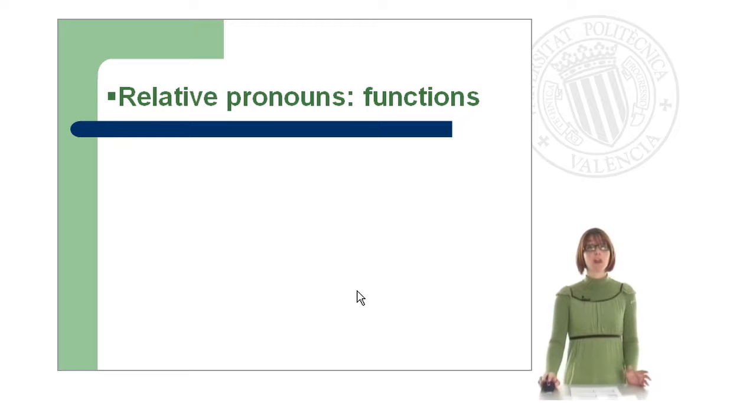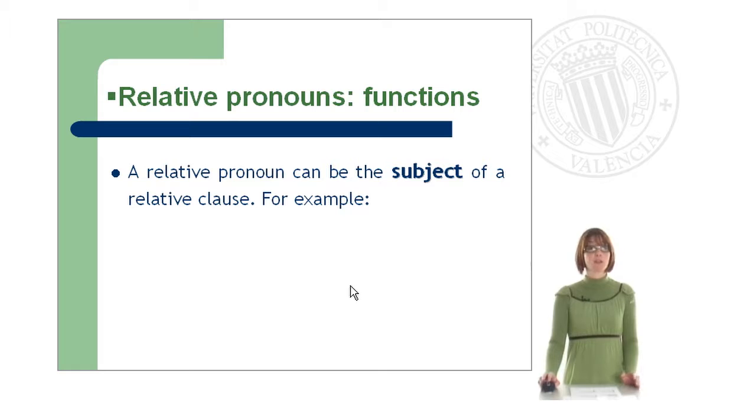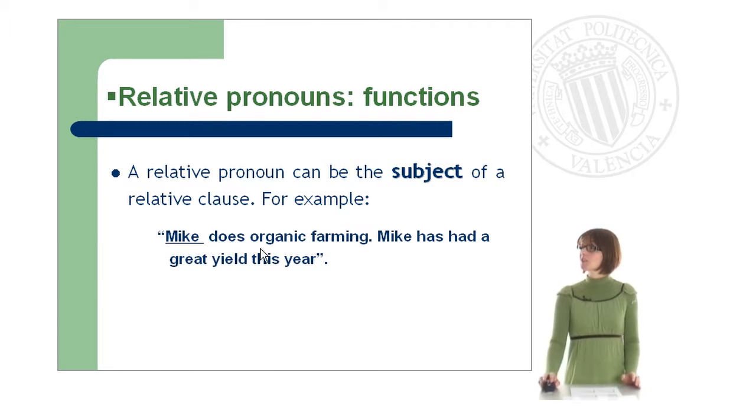Now we're going to have a look at another relative pronoun function, that of subject. A relative pronoun can be the subject of a relative clause. For example, Mike does organic farming. Mike has had a great yield this year. If we join these two sentences together with a relative pronoun, this is the resulting clause.